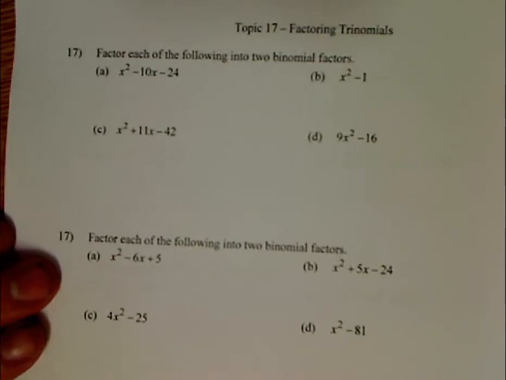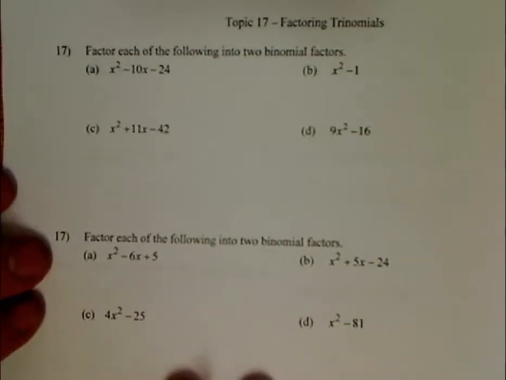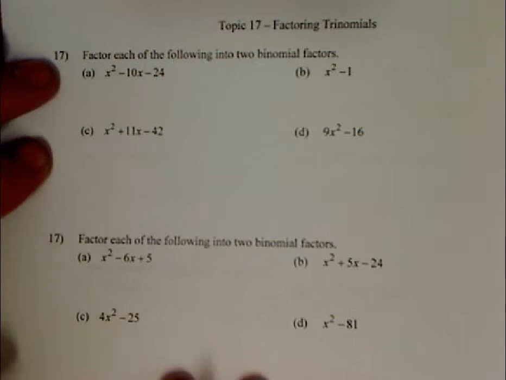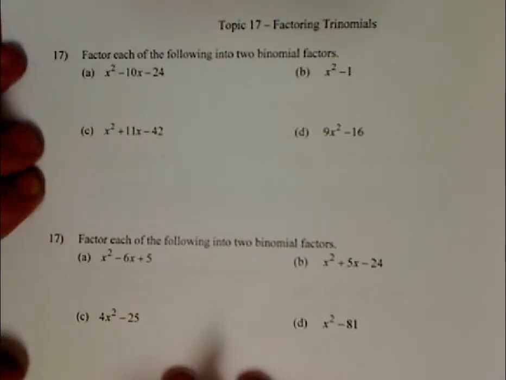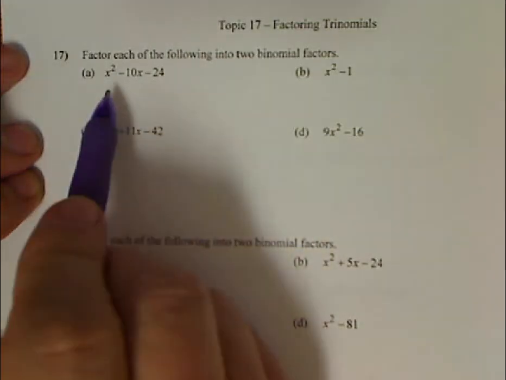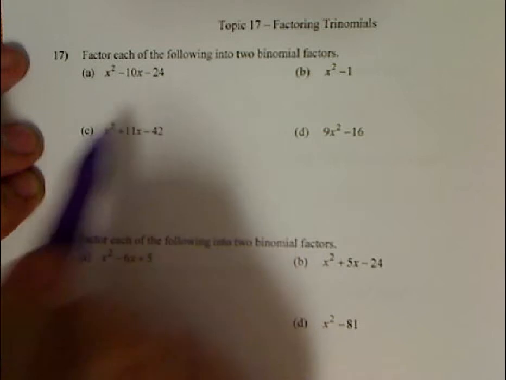Okay, this next one, make sure you've printed out this page so you can copy down what I do on the top one, and you have to do the one on the bottom. Okay, so for this one right here, we're factoring these. So we have two different types right here.